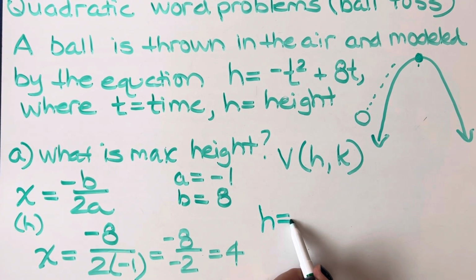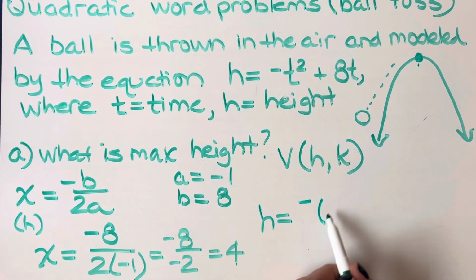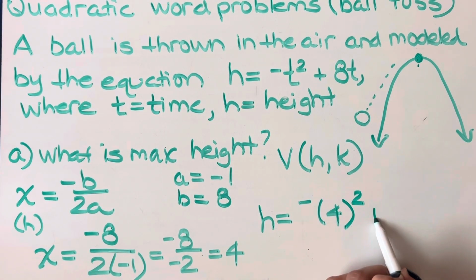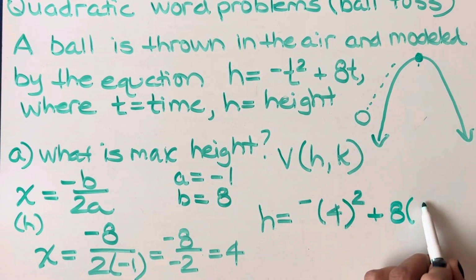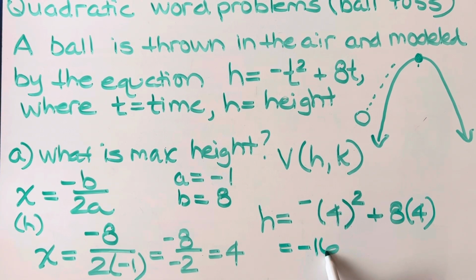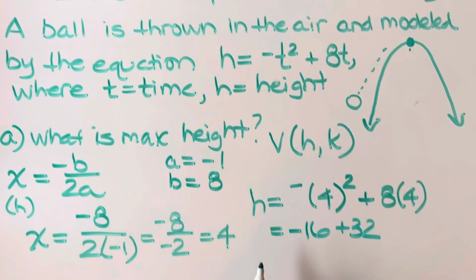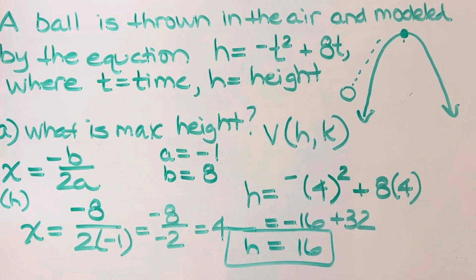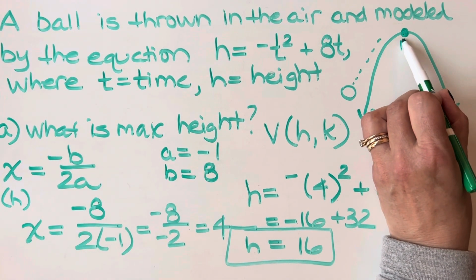So h equals, I'm going to plug in, remember the negative is outside, it is not in the parentheses. So it's going to be negative outside and then 4 squared plus 8 times 4. So 4 squared is 16. I get -16 plus 32. And if I add that, I get 16. So what that tells me is that the height that the ball gets to, the max height, is 16, probably feet. Okay, so I know that this is 16.